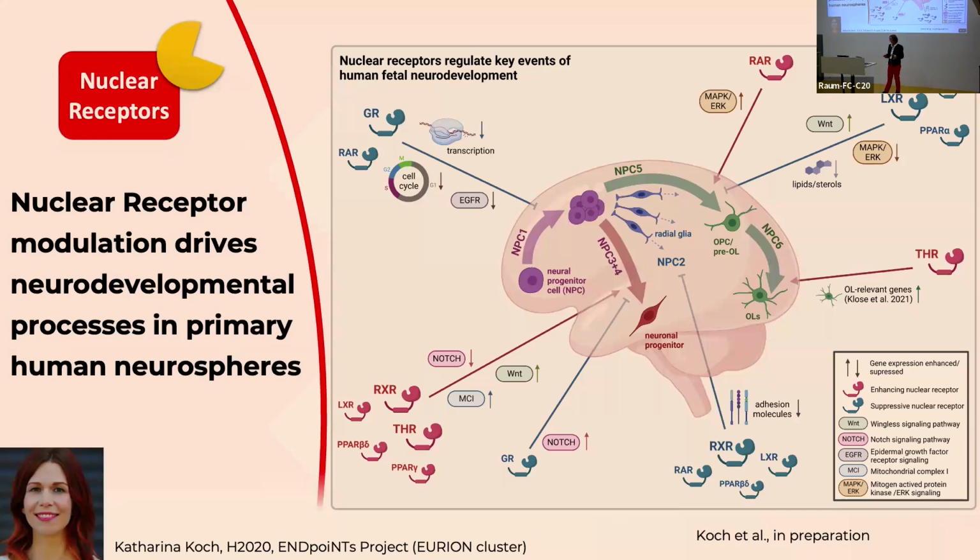So we used our system to also understand the tasks of the nuclear hormone receptors. We looked at 14 nuclear hormone receptors during brain development. And this is just a summary of the results. Again, in the middle here, you have the neurodevelopmental processes: proliferation, migration, differentiation, maturation.